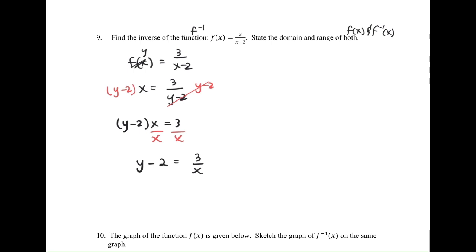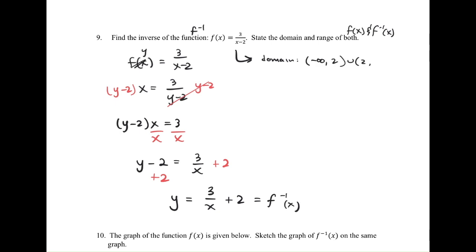And now we can add 2. And that's going to give us y equals 3 divided by x plus 2. And this is equal to the inverse. Now going back up here for the original function, the domain is everything except for positive 2. Range is more difficult to find if all you have is the equation.